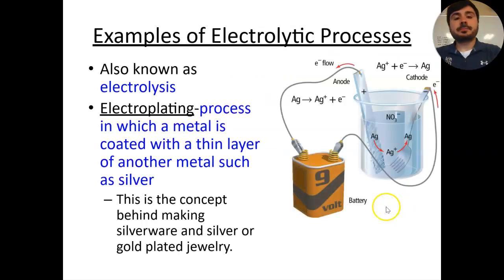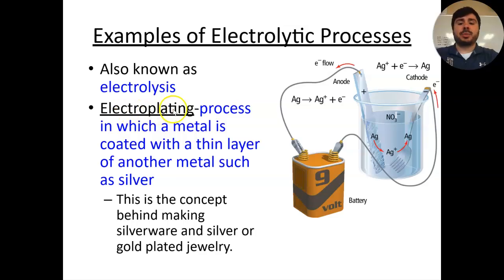Now, some examples of electrolytic processes here, guys. This is going to be a great example of why these electrolytic cells are actually useful to us, right? They undergo what's known as a process called electrolysis. And this idea of electrolysis can be used in so many different ways and so many different applications in the real world here.